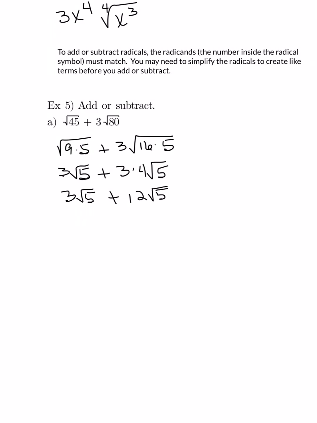Now, we treat these exactly the same way we would if it was variables. Add the numbers in front. 3 square root of 5 plus 12 square root of 5 gives us 15 square root of 5.